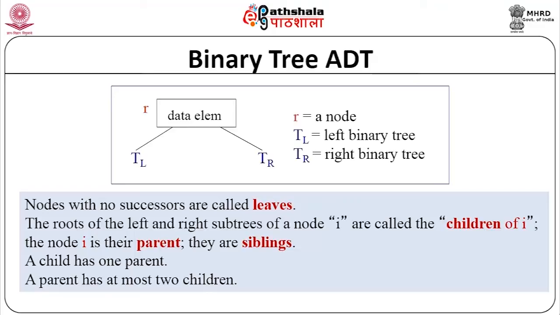So, again just to look at children: a node with no children is a leaf. The left and right subtrees of node I are called the children, and the left and right subtrees themselves are called siblings, and I is the parent. A node can have only one parent, and a parent can have at most 2 children. So, that is the abstract data structure definition of the binary tree.